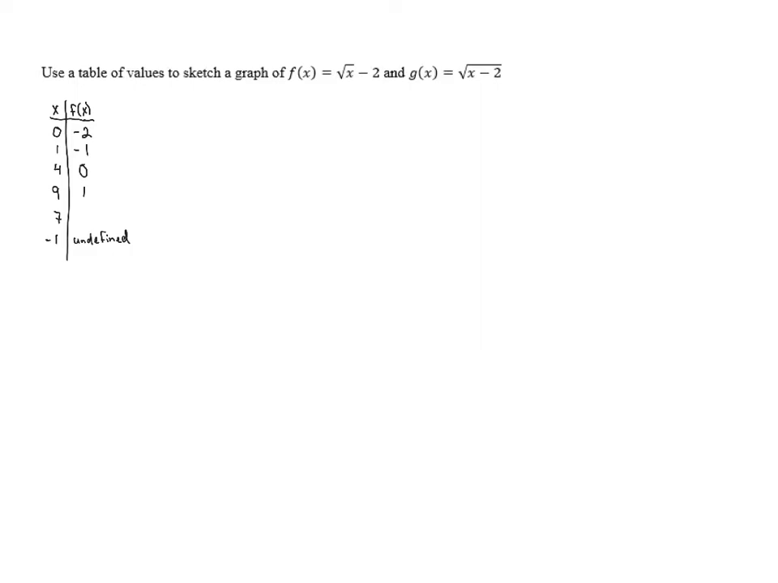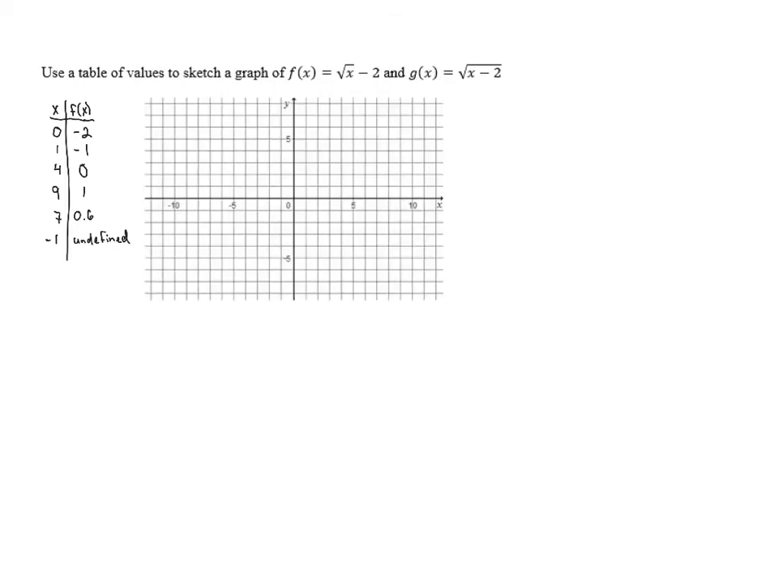And when x is 7, the square root of 7 is approximately 2.6, and 2.6 minus 2 is 0.6. This is an approximation, but that should be good enough for our graph, which we can draw now. We've got our points 0, negative 2, 1, negative 1, 4, 0, 9, 1, 7, about 0.6.